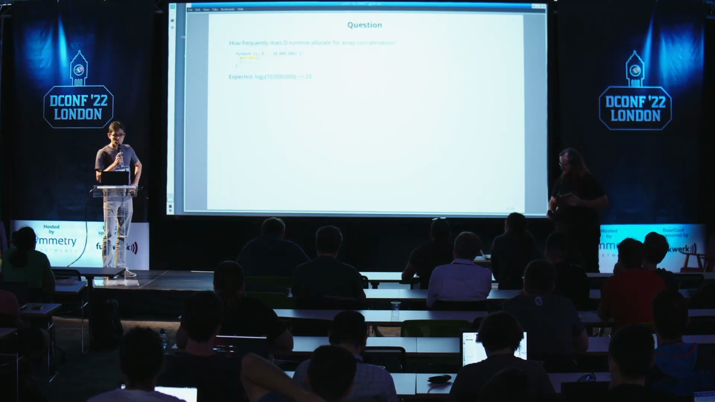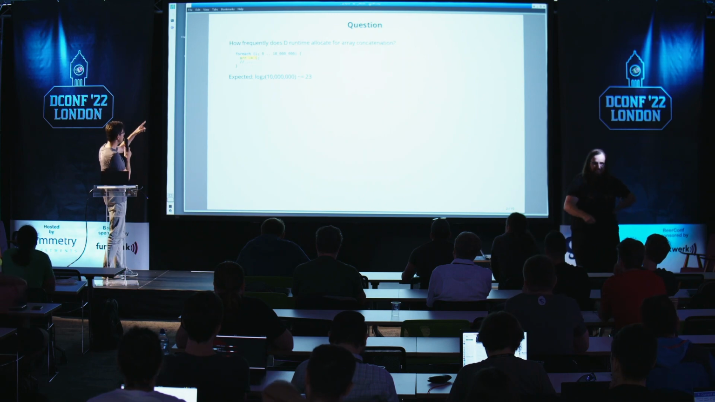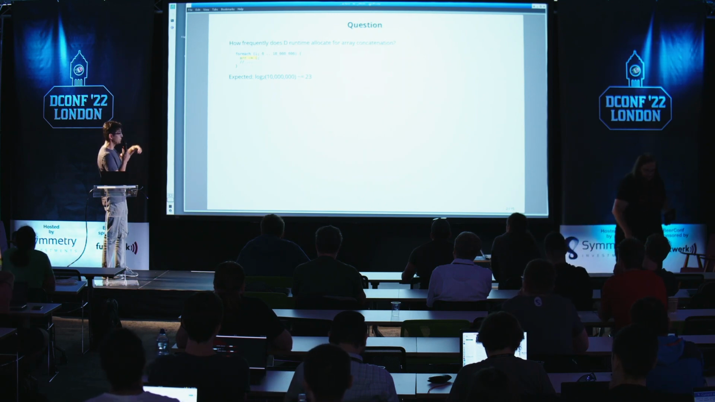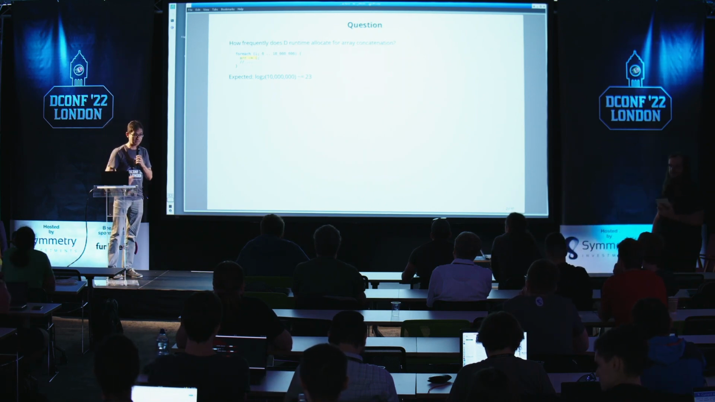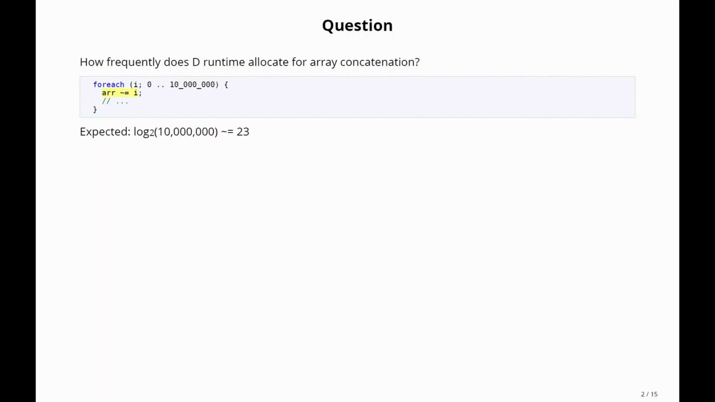So there's a common question you may have asked yourself. If you append to an array, how many times do you get reallocations and copying the existing elements? Looking at 10 million elements, it's around 23 or 24, as you might expect from conventional growth factors.